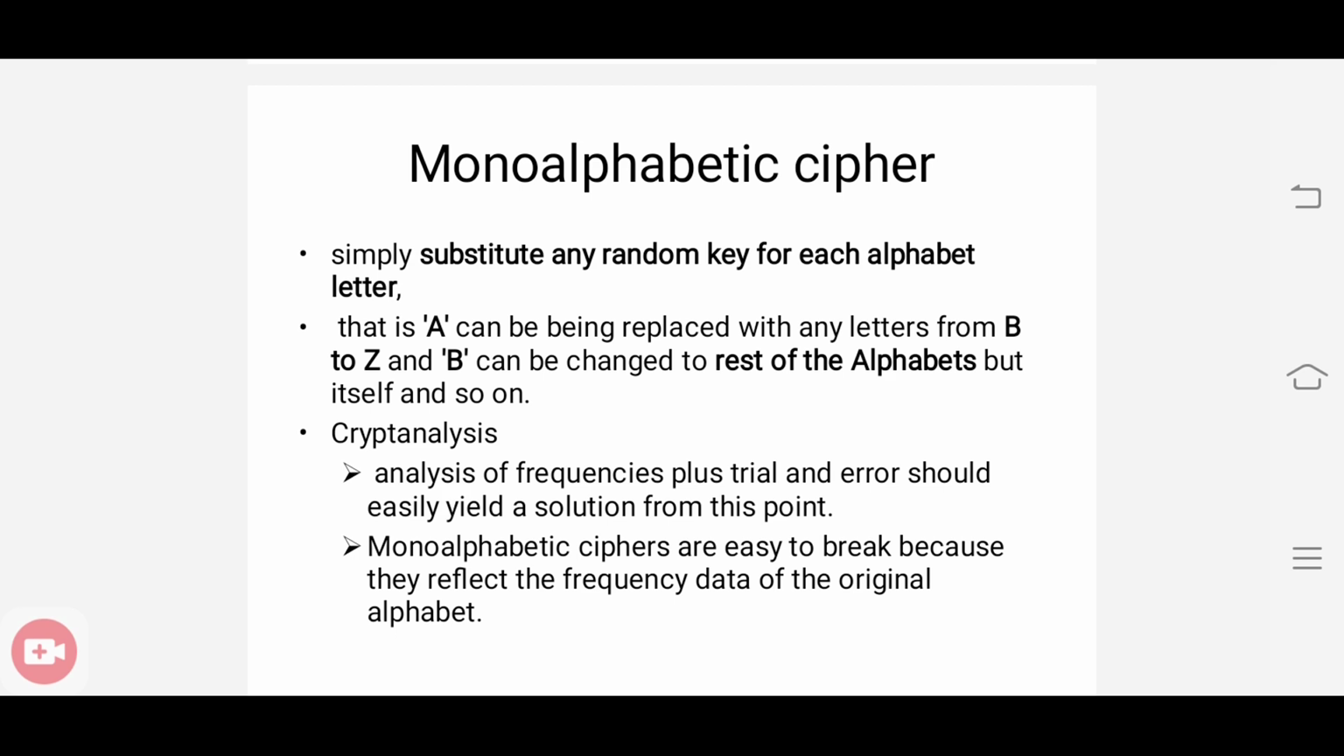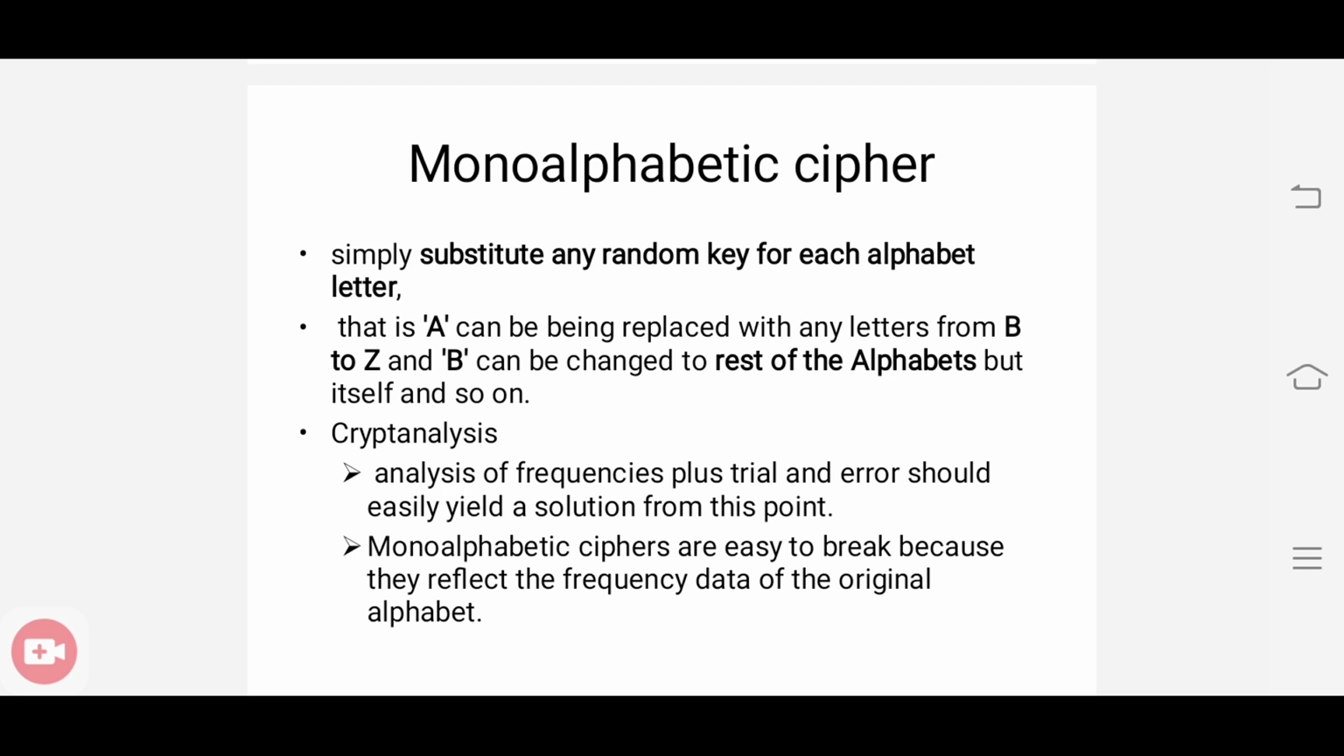In Caesar cipher, we are substituting a letter by the letter standing 3 places down. But in the case of monoalphabetic cipher, we can substitute any random key for each alphabet. That means A can be replaced with any letters from B to Z, and B can be changed to the rest of the alphabets, etc. So it is something like a random key substitution mechanism.